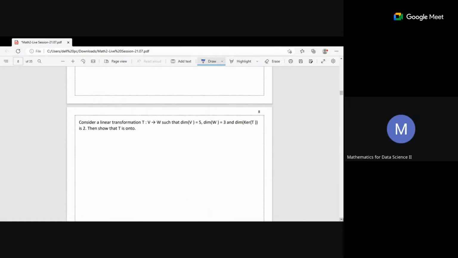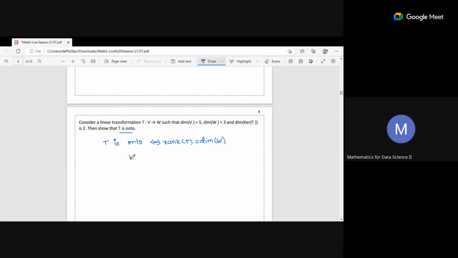So the next one, consider a linear transformation T from V to W such that dimension of V is 5 and dimension of W is 3, and here nullity is given as 2. Show that T is onto. How do we show that T is onto? What is the equivalent condition for onto? The rank should be equal to the dimension of W. So if we can prove rank of T equals dimension of W, then you know that T is onto, right? So we can do directly 5 minus 2 is equal to 3.